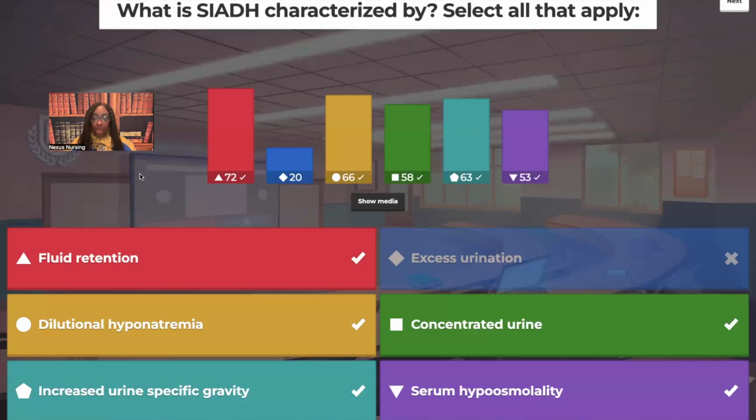Serum osmolarity. Hi, I can't speak. My gosh. Forgive me, guys. If you're new, I apologize. I have a speech impediment. I was born with it. I can't help it. But I know what I'm talking about, I promise.